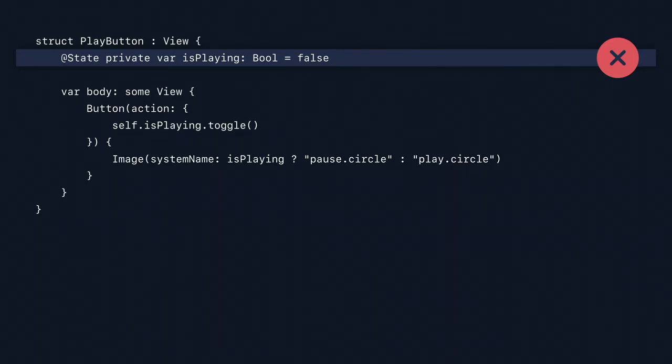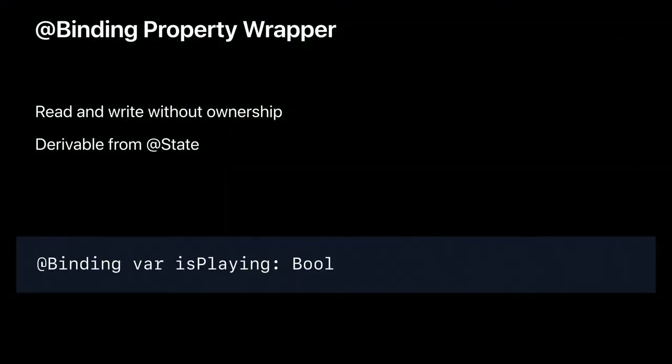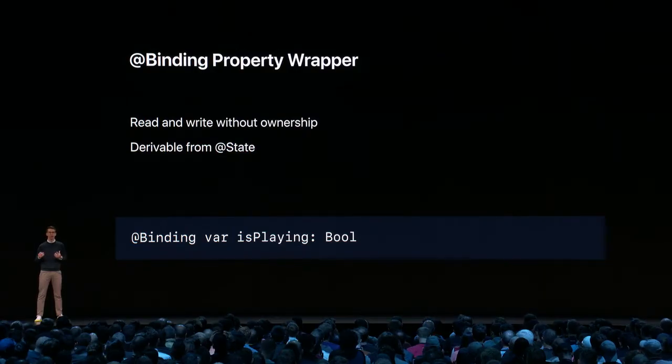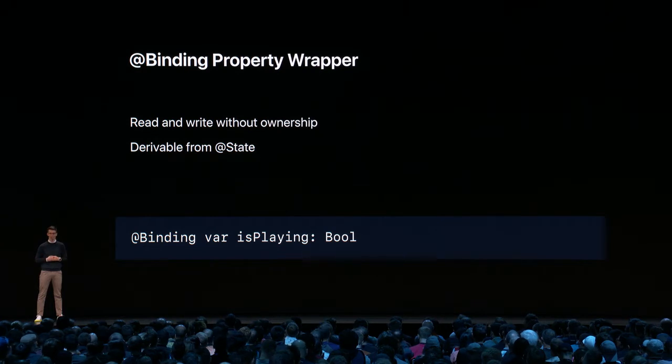What we want is to make this a reusable component. So this view should not own a source of truth. It just needs to be able to read a value and mutate it. But it doesn't need to own state. And we have a tool for this job. It's called Binding. By using the Binding property wrapper, you define an explicit dependency to a source of truth without owning it. Additionally, you don't need to provide an initial value because the binding can be derived from a state.